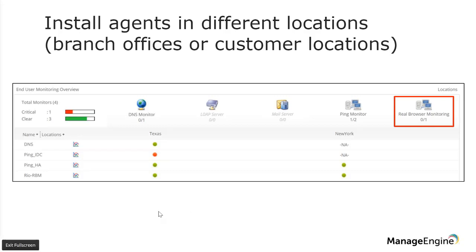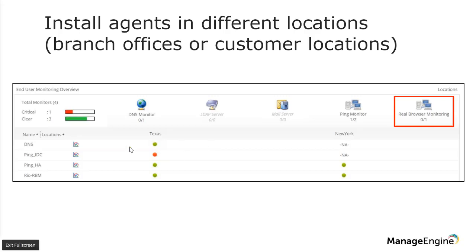Now, this agent is required for any of these monitors here to be working in your setup. That is the DNS, the LDAP server, the mail server, the ping monitor, as well as the real browser. So if you have any of these 5 servers in your environment, the EUM agent should not be a worry. It will easily get installed, and once installed, it will start collecting metrics almost instantly.